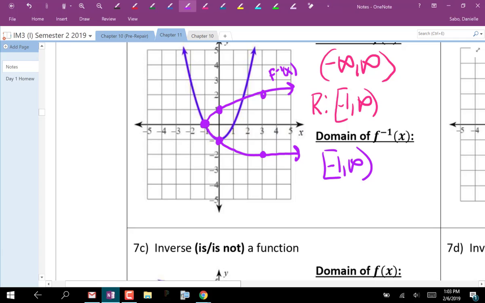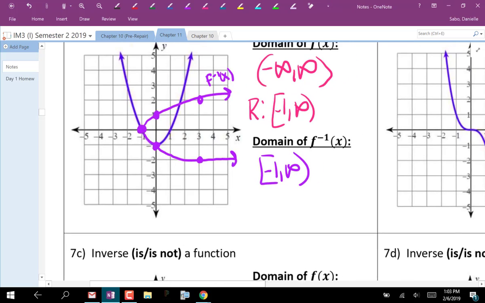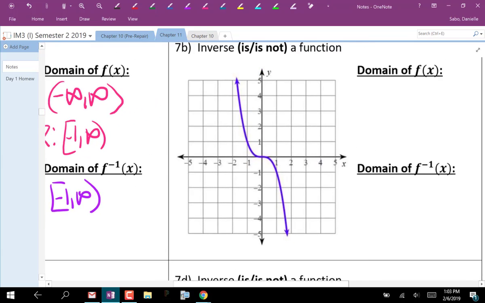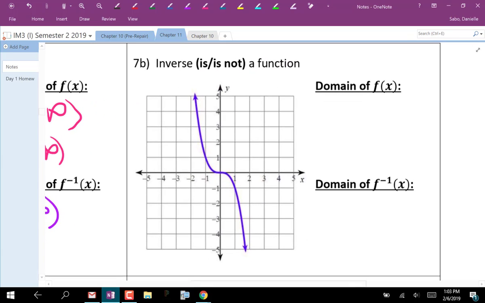Okay? That one is probably going to be your hardest one of all of them. The rest of them I think are pretty easy. Because this one, it goes up forever and down forever, so that's going to be all real numbers. Okay, let's do it again. Is the inverse going to be a function here? It is or is not? It is. Okay, here's why.